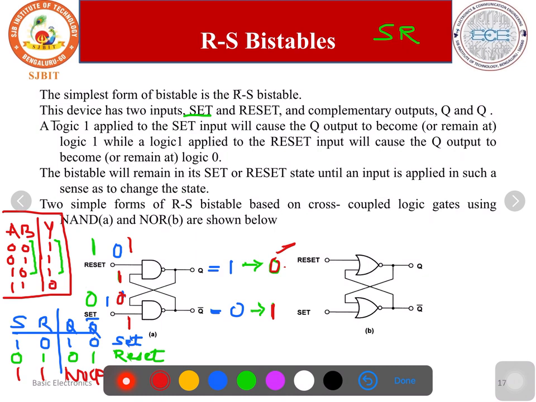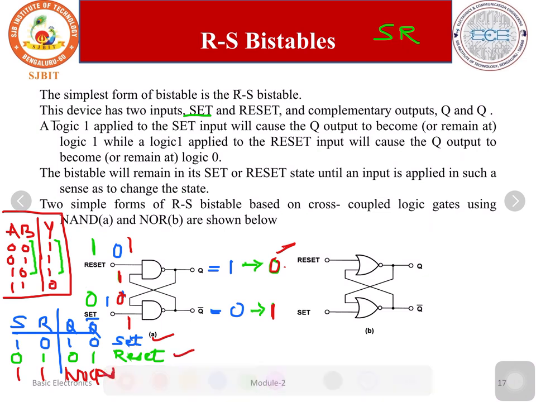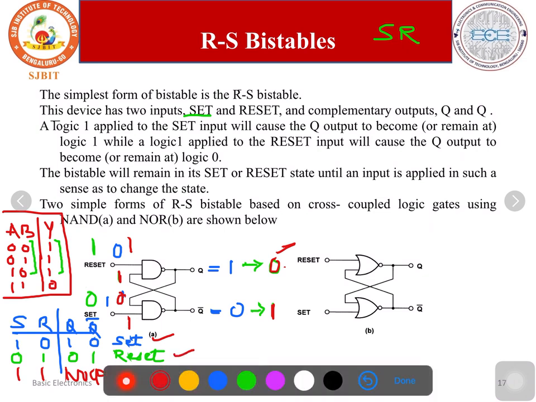I think you have understood. S is equal to 1, R is equal to 0, set. S is equal to 0, R is equal to 1, reset. If it is 1, 1, there will be no change. It will be in the previous state only. There will be no change in the output.